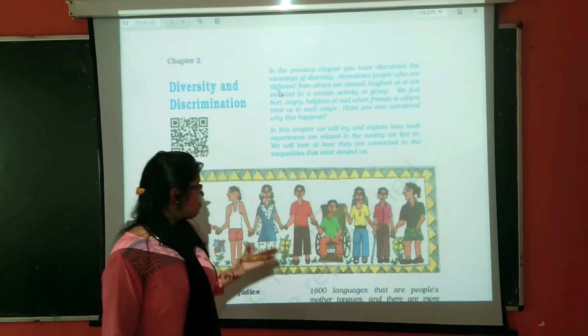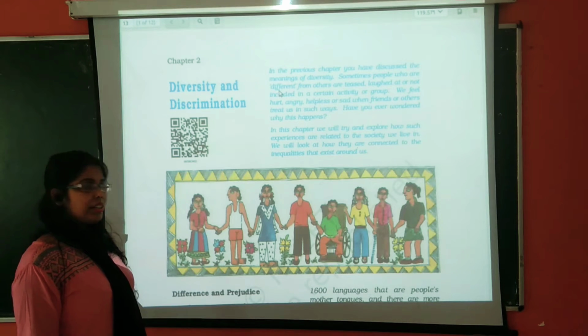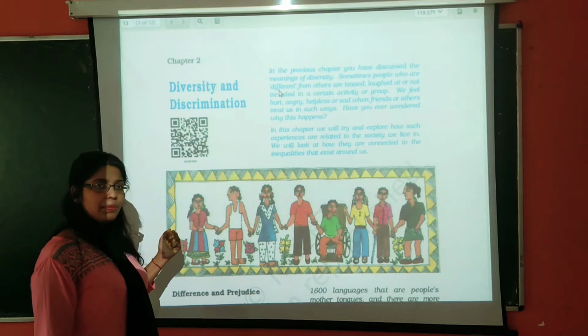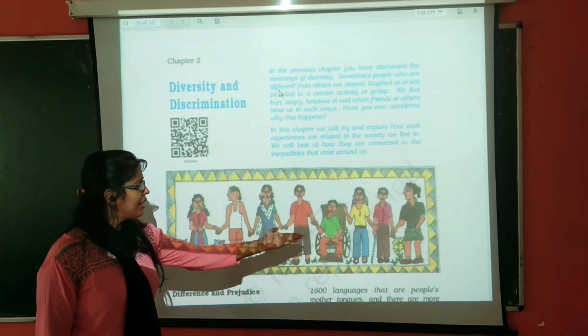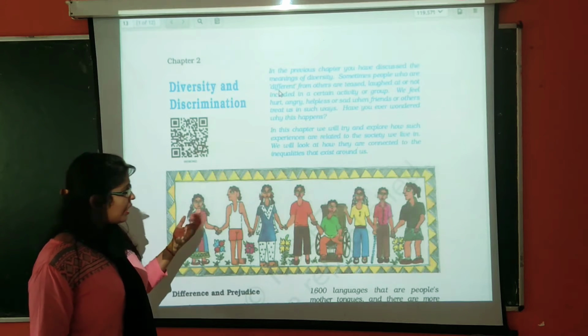You can see here a picture. What does this picture imply? Can you guess what this picture implies? This picture implies that all are different. See their dressing. Their dressing is different. Their way of talking here is different.